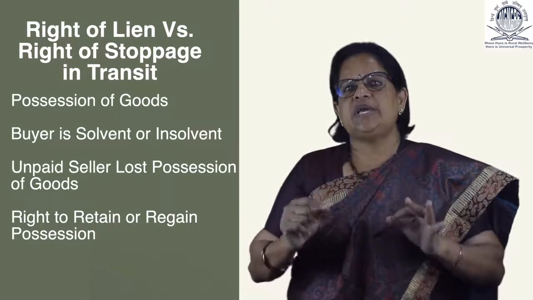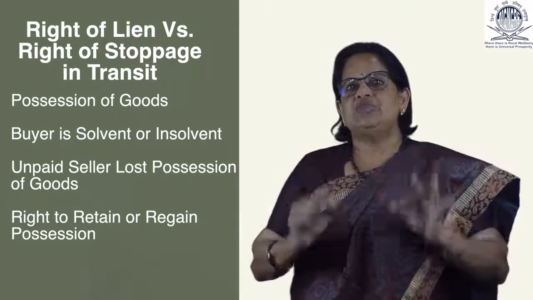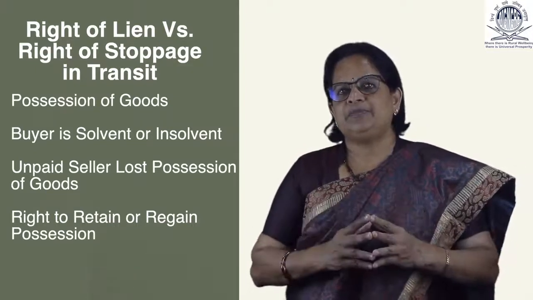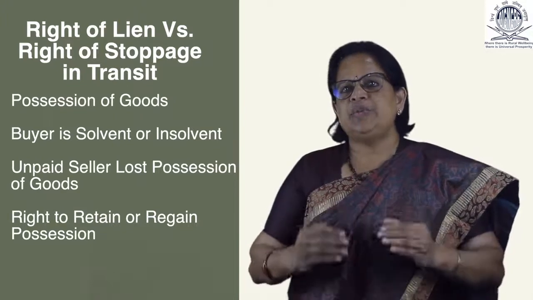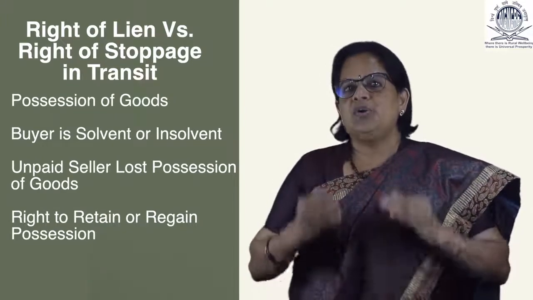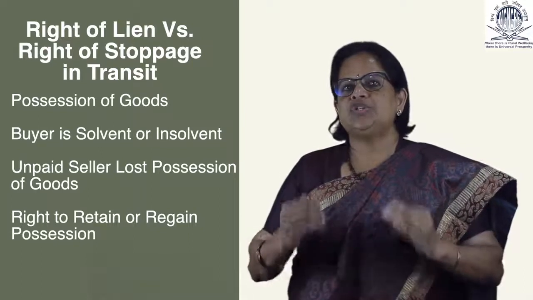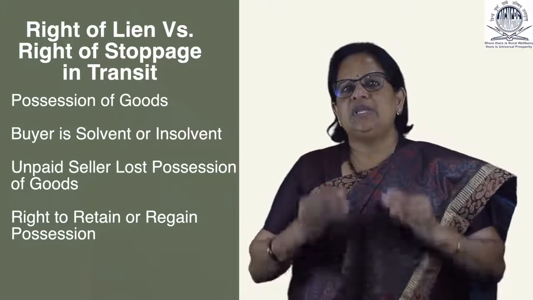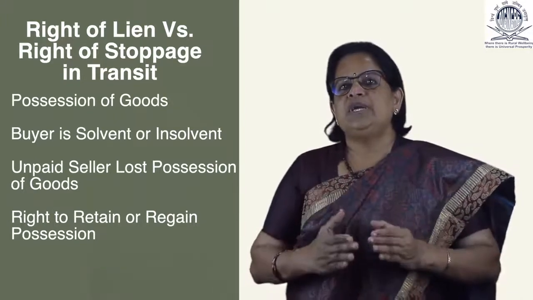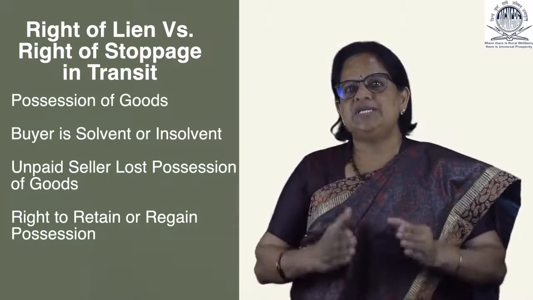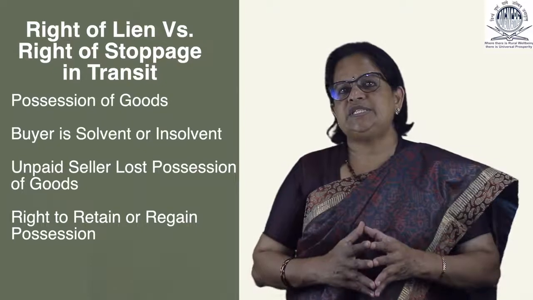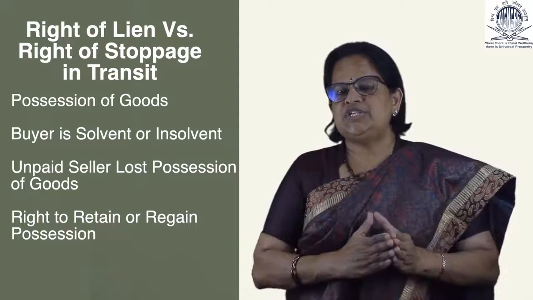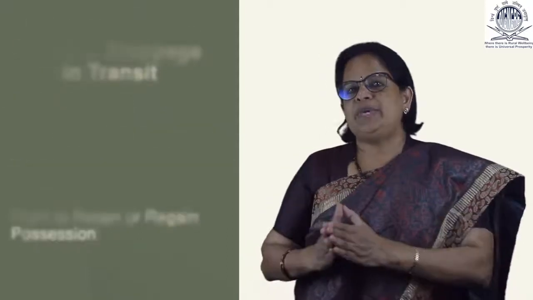Third distinction is the right of lien comes to an end the moment possession of the goods is lost by the unpaid seller, whereas the right of stoppage in transit commences only when the seller has lost possession of the goods. The fourth and last distinction is the right of lien is a right to retain possession, whereas the right of stoppage in transit is a right to regain possession.